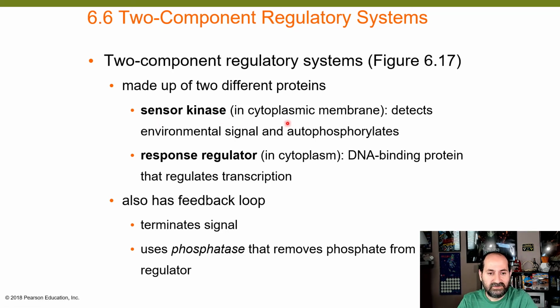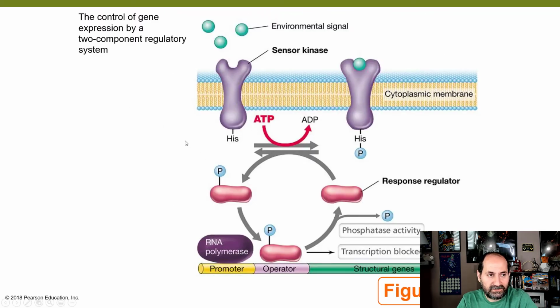So a sensor kinase is like a receptor, a cytoplasmic membrane receptor. The receptor will detect something in the environment, and then it can auto-phosphorylate. It can phosphorylate itself once it detects this environmental signal. And then a response regulator in the cytoplasm can respond to that phosphorylated kinase, and as a result, it can bind to DNA and regulate protein transcription. So let's take a look here.